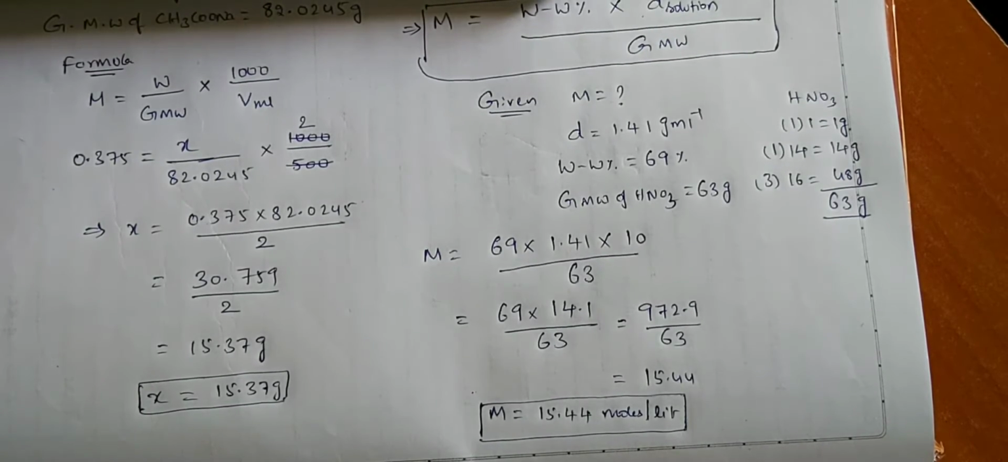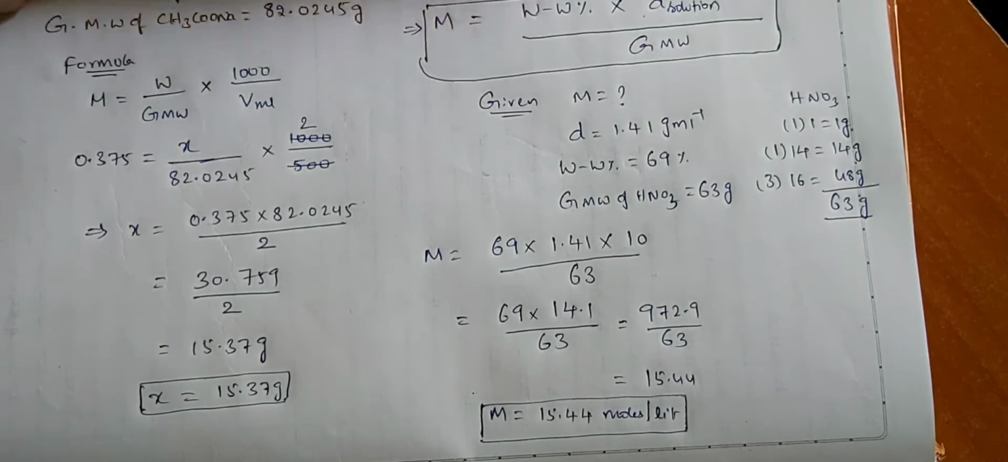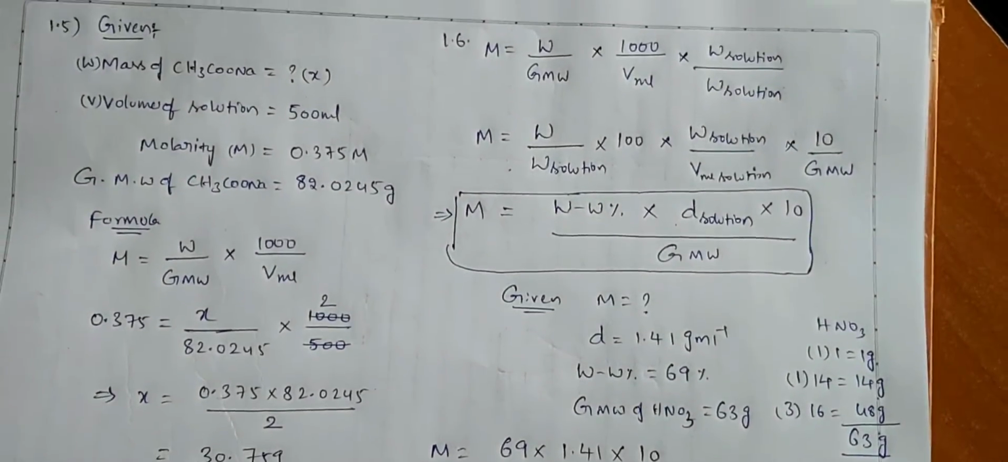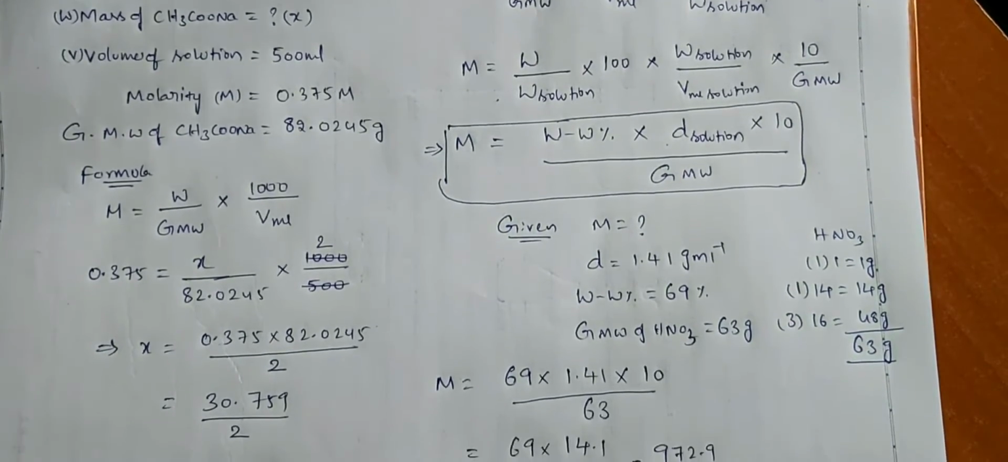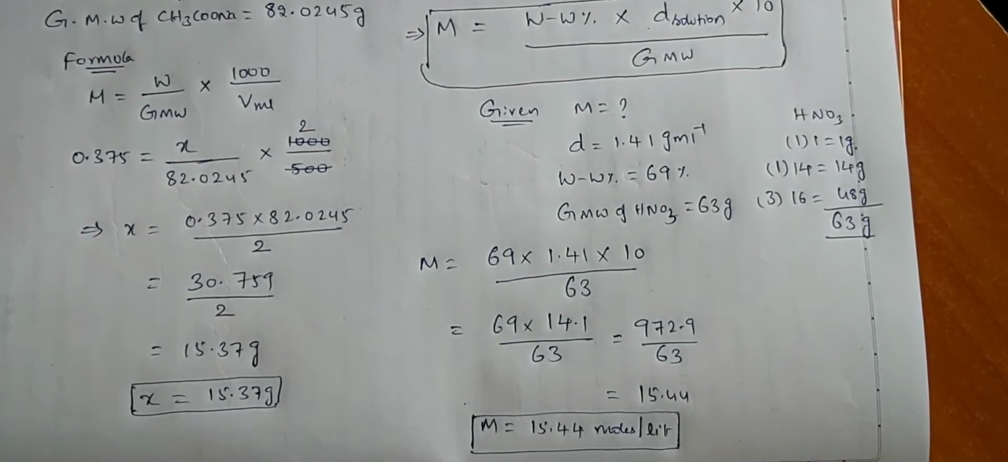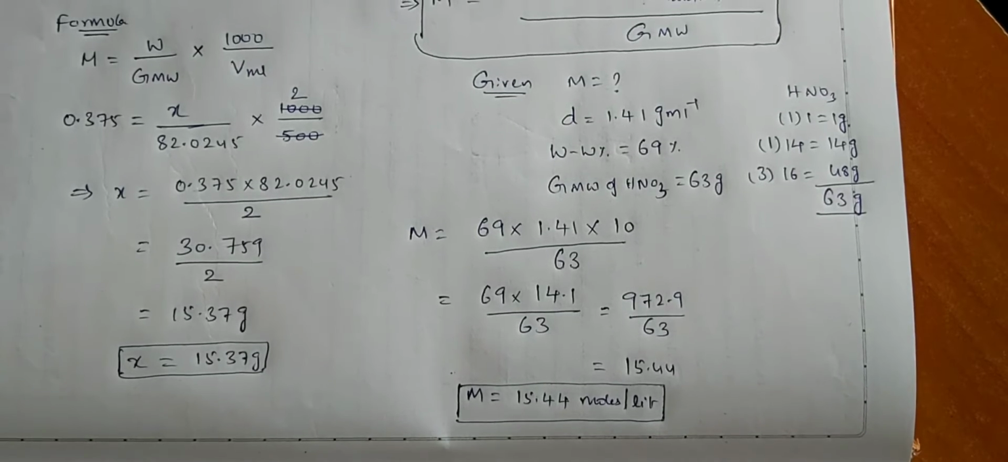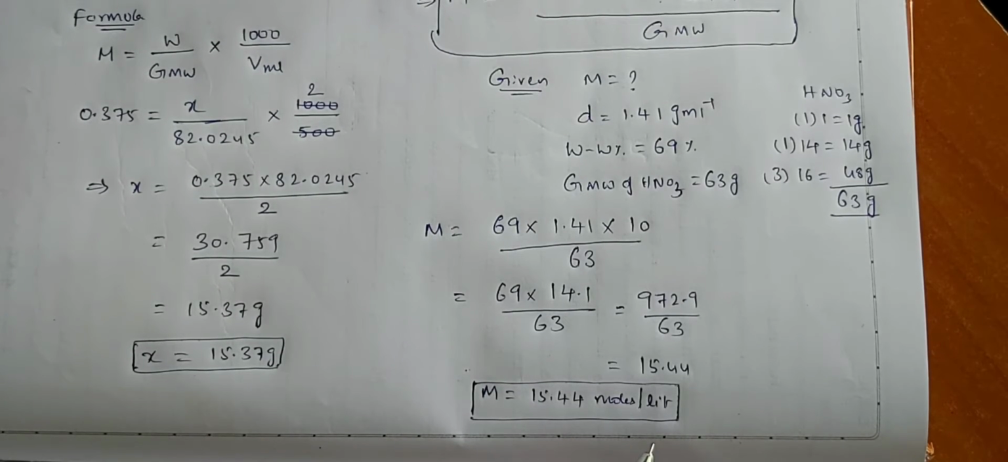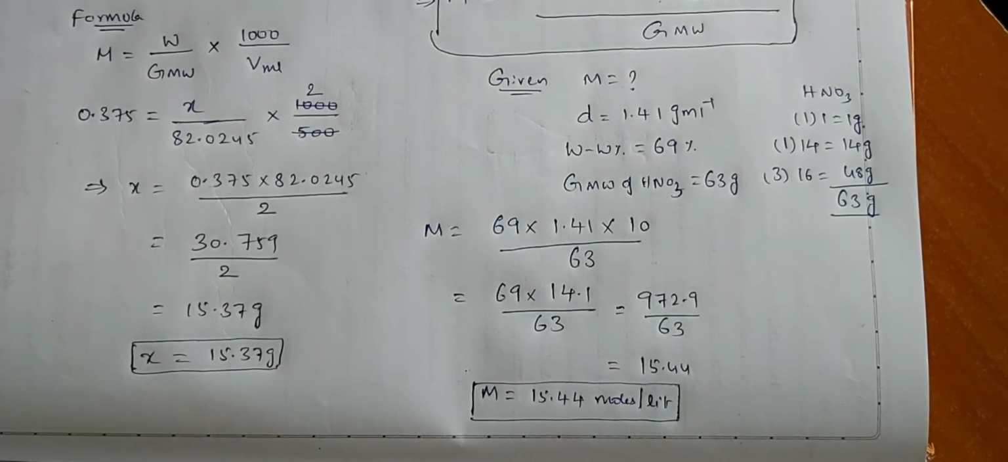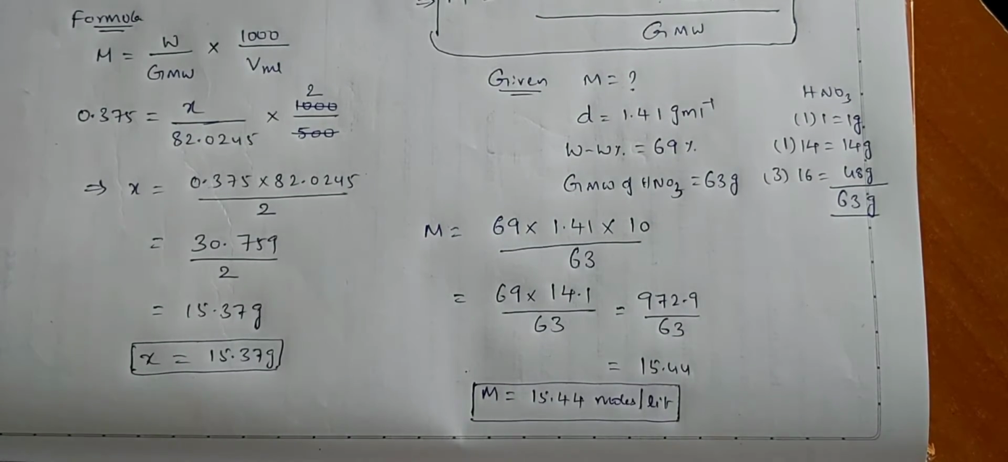Observe the calculation carefully. I hope you are clear about how we got this formula. Everything was written neatly. Observe and write carefully. This is about 1.6. Next we will see 1.7.